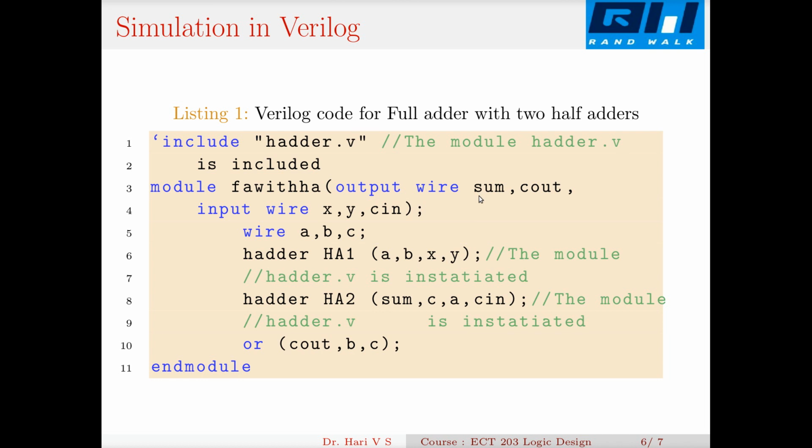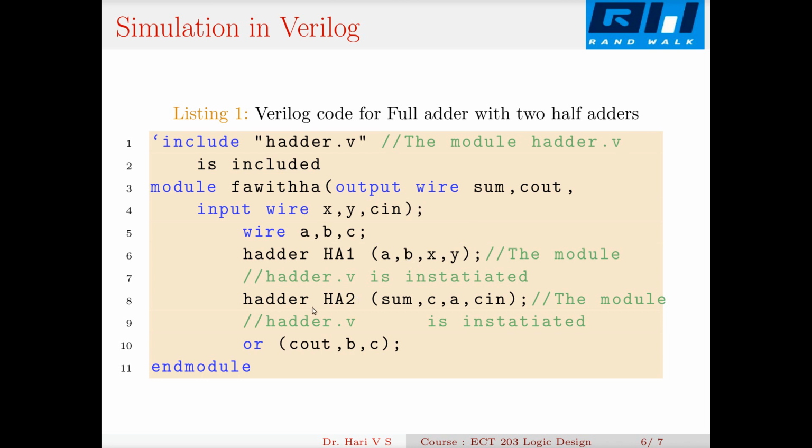Here the output wires are sum and C out, because it is nothing but a full adder, and the input wires are X, Y and C in. The internal nets are the wires A, B, C. Now I have to instantiate two half adders. One is hadder HA1 (A, B, X, Y), to which X and Y are given as inputs. The sum is A and the carry output is B.